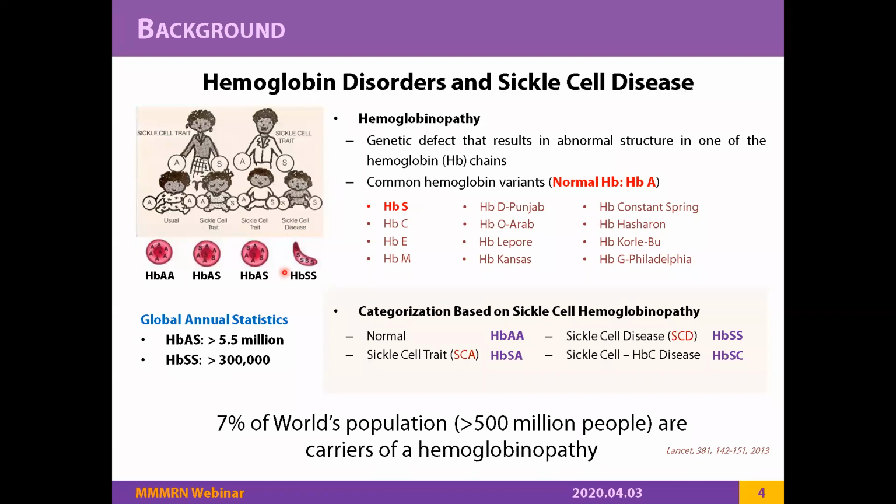So it's actually a very prevalent disease. In terms of the whole hemoglobinopathy, around 7% of the whole world's population carries some variation of hemoglobin disorder. So it's not a small number. And if you just look at the sickle cell statistics, millions of people have the trait, and hundreds of thousands of people have the disease.